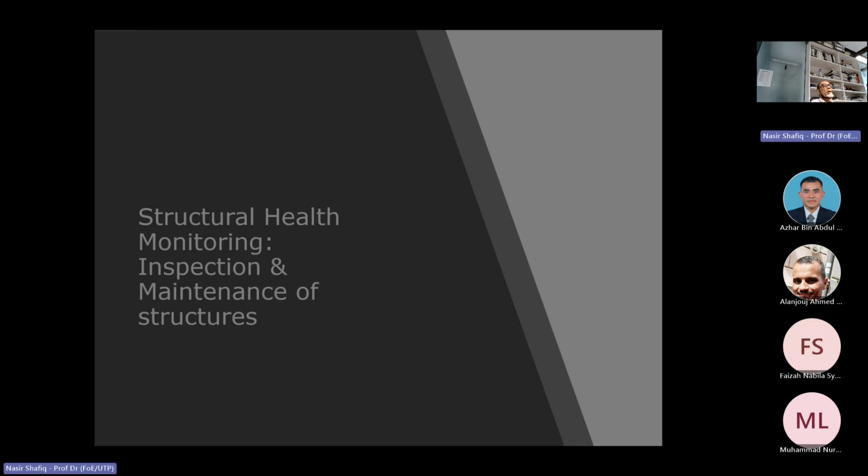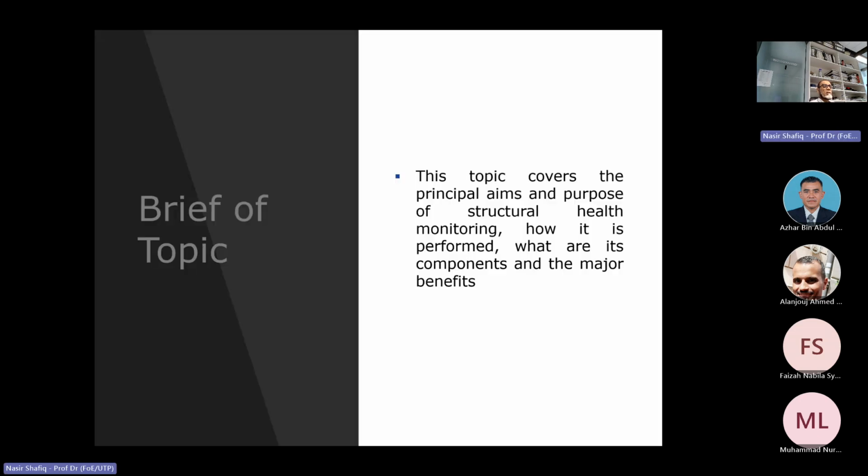So then structural health monitoring and inspection and maintenance of a structure. So this is the next topic, right? Because health monitoring is part of integrity. Right? This topic covers the principle, aims, and purpose of structural health monitoring, how it is performed, what are its components, and the major benefits.